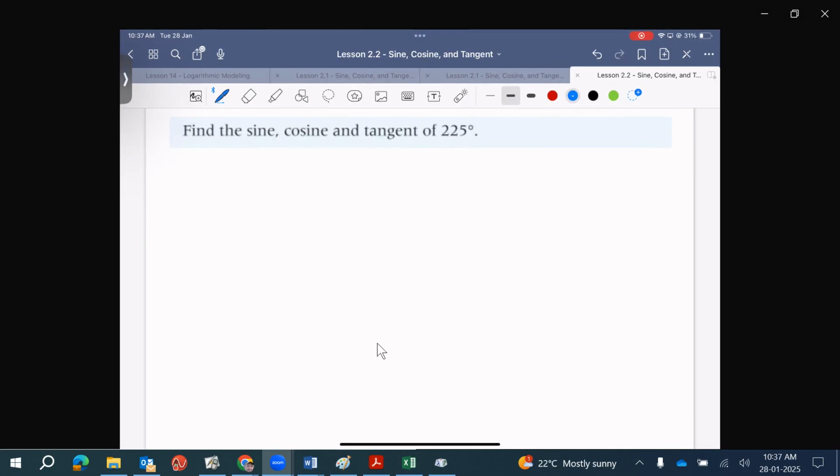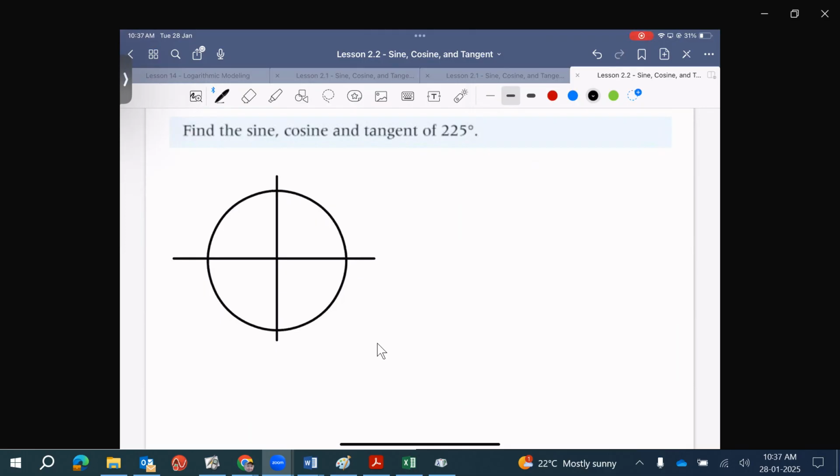Okay, so 225. To solve this problem, let's start off by sketching a unit circle. Which quadrant is 225 going to lie in? Quadrant 3. We're working in degrees here, so this is 180 degrees. How much past 180 is 225? 45. So this is 45 past.